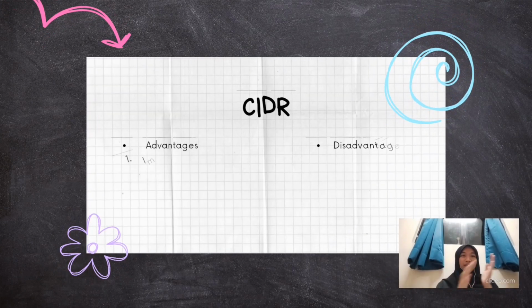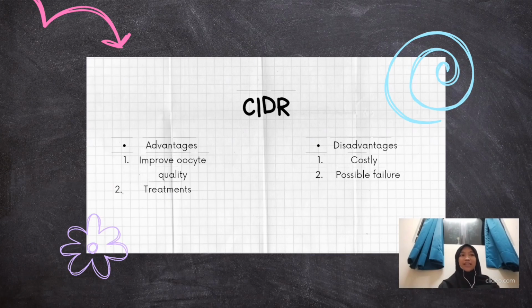And lastly, we have CIDR that can improve the oocyte quality, and it can act as treatment for follicular cyst and repeat breeder, but the cost may be highest and there is possible retention failure of CIDR. Now that's all from me. Let's move to the next topic.